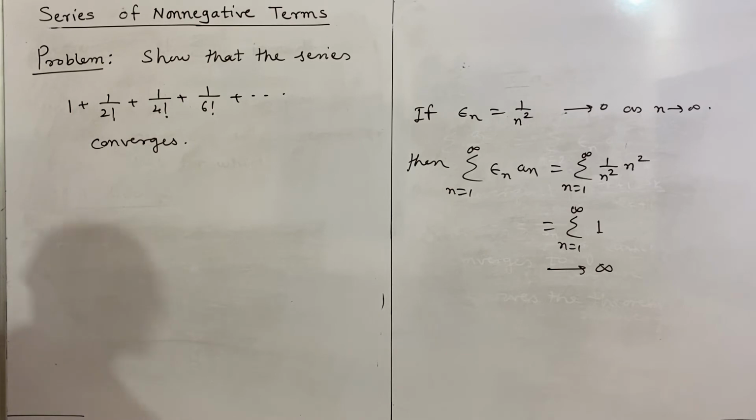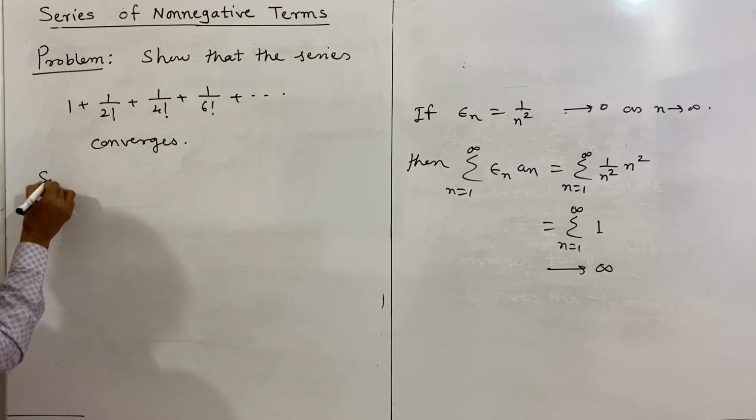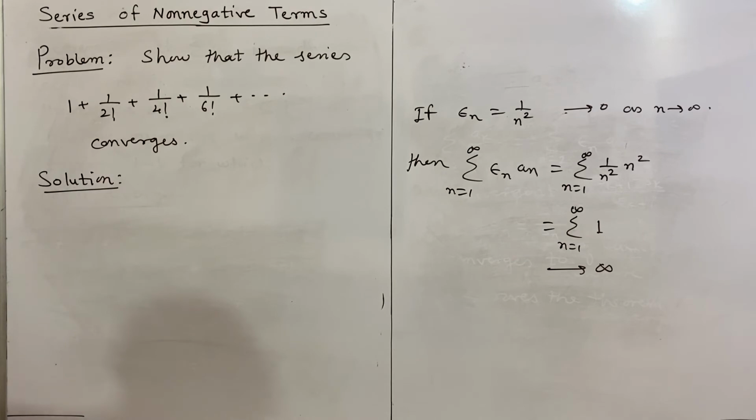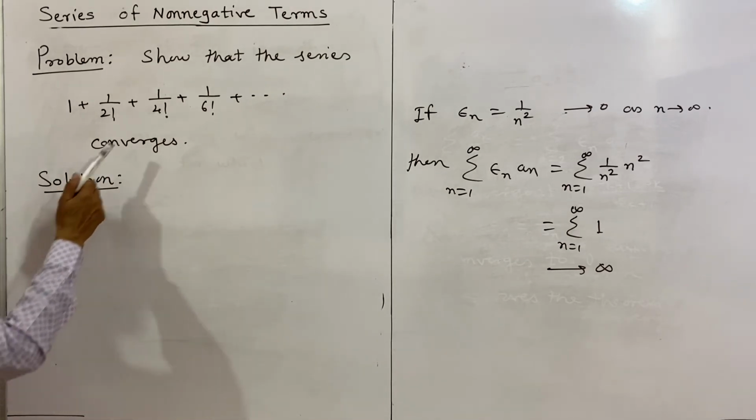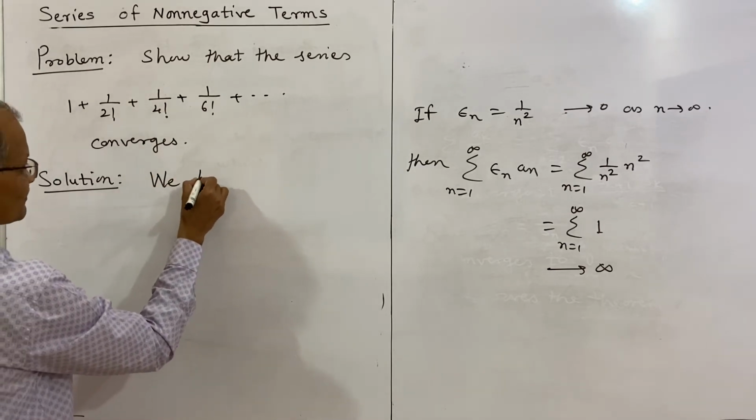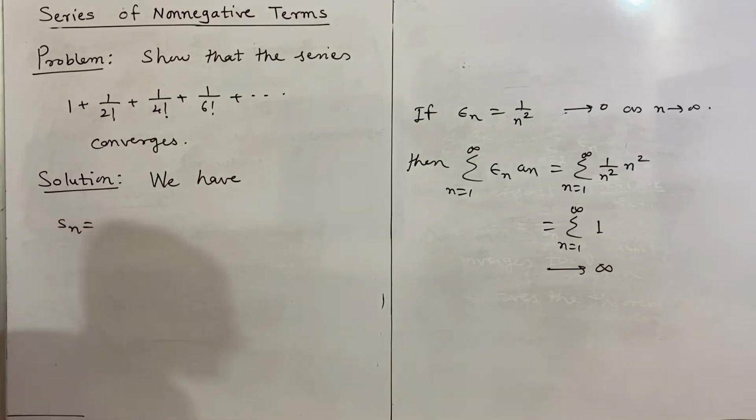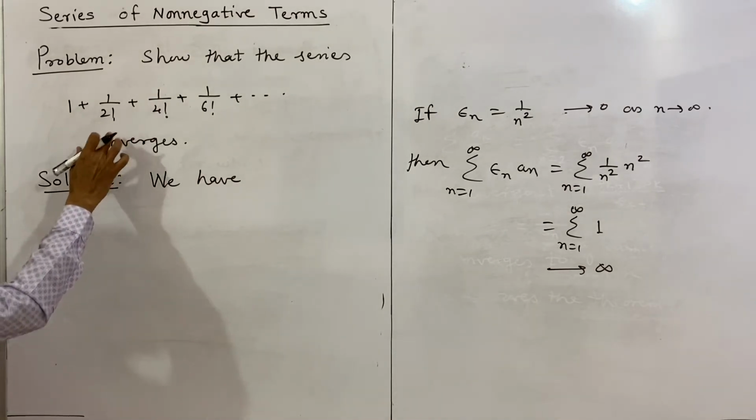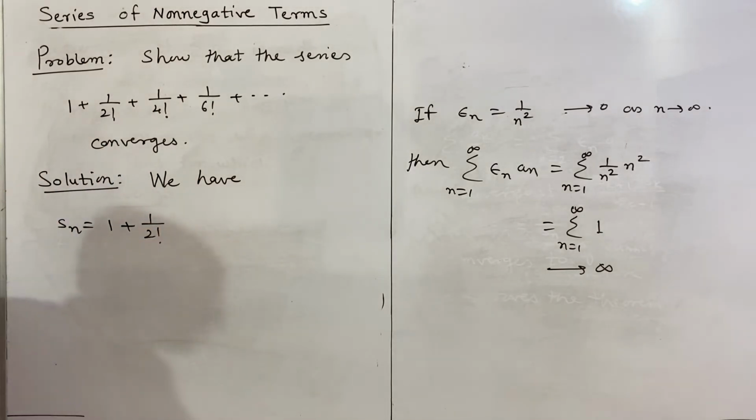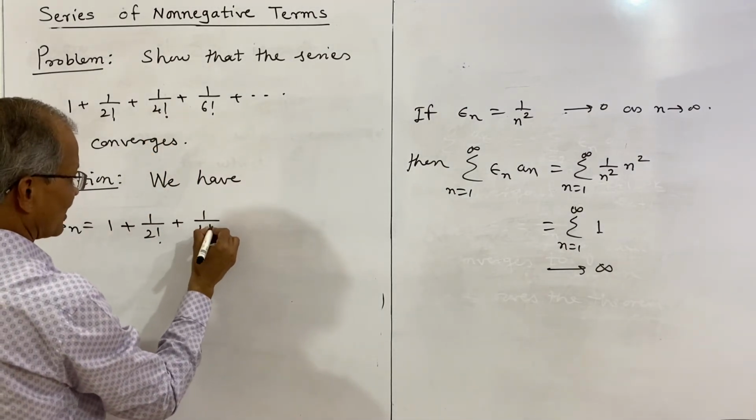So this we shall show, and for this purpose we consider its solution as follows. Now see, what is Sn we shall form. We have Sn. Sn is equal to the sum of the first n terms, the partial sum. So it will be 1 the first term, the second term 1 upon 2 factorial, the third term is 1 upon 4 factorial, and so on.